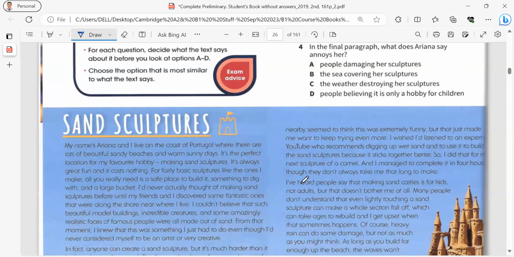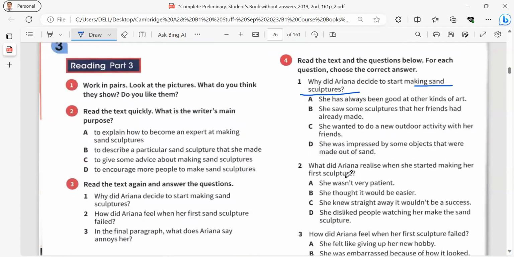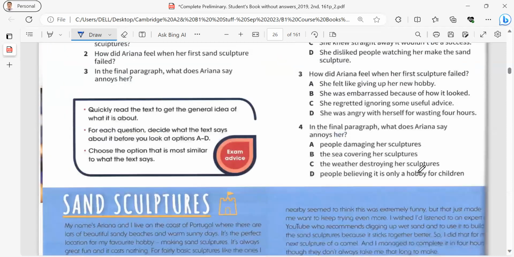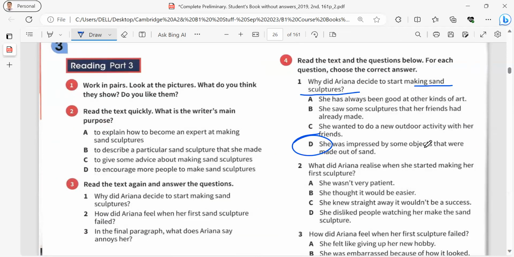I think the answer is C, right? Which question? You mean question one? Why did Adriana decide to start making sand sculptures? C, she wanted to do a new outdoor activity with her friends? No, D. Yes, she was impressed by some objects that were made out of sand. Okay, this is right. Type question two. Answer all of them in a word, please.